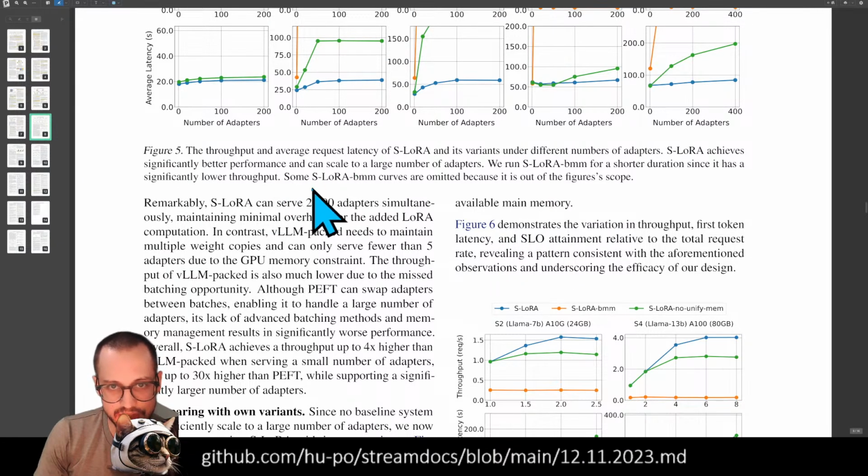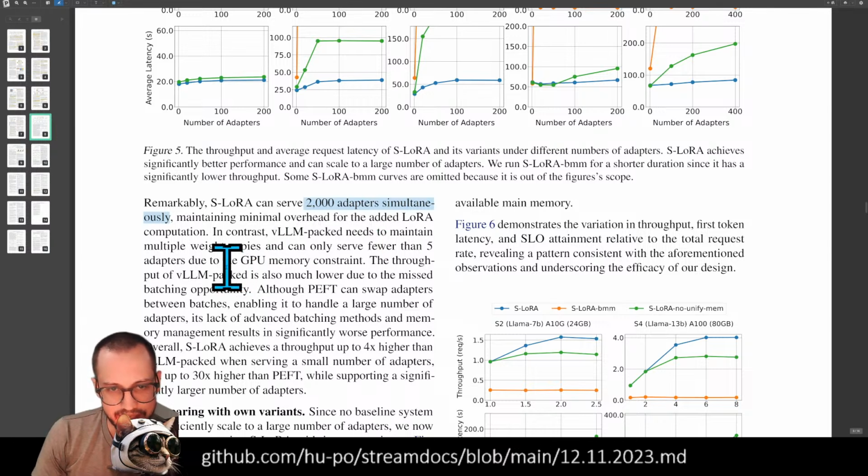S-LoRA can serve up to 2,000 adapters simultaneously. That's crazy. 2,000 different LoRAs, right? How many different LoRAs could you have for a language model? Seems like a lot.